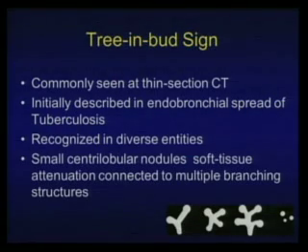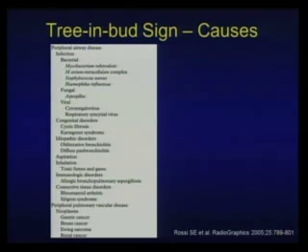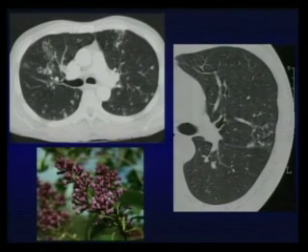You can see it in the vessels that are surrounding the pulmonary arteriole, or surrounding the peribronchovascular bundle, that is the interstitium. So you can see this sign in cases of infectious process, but also in other idiopathic disorders like bronchiolitis, like obliterative bronchiolitis, or in cases of neoplasm within the arterioles. And I will show you two different cases.